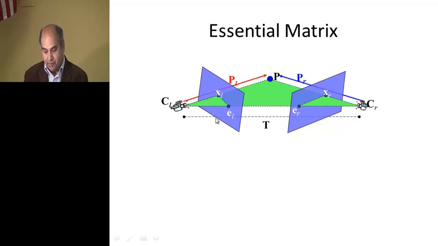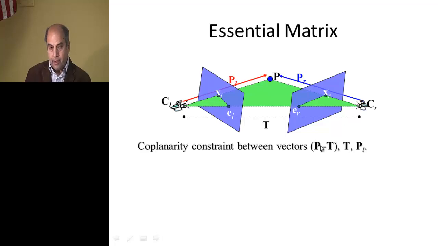Now we are going to look at a little more detail, and we are going to look at these vectors. The vector from CL to that point P we'll call PL, the left vector. The vector from CR to P we'll call the right vector, PR, and this vector we already talked about, the translation vector. Okay? So now you see that these vectors lie in the plane. The vector T, vector PR, and vector PL minus T, which is this vector, these three vectors lie in the plane, as you see.